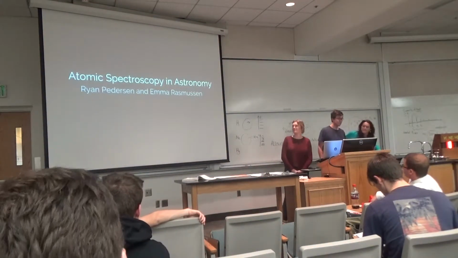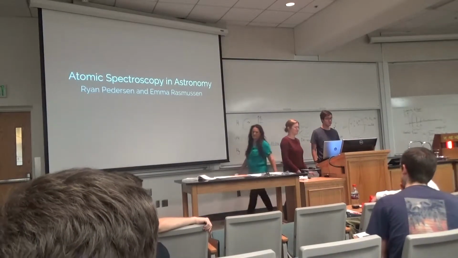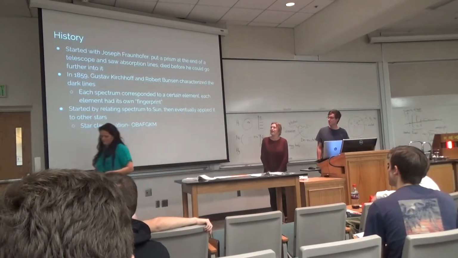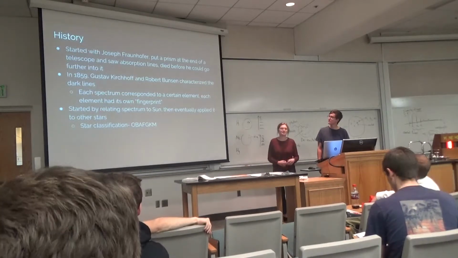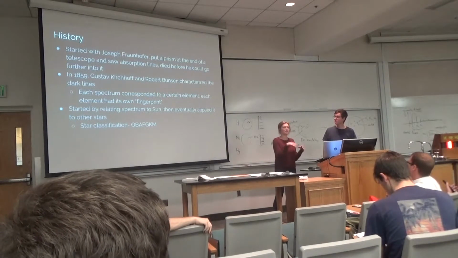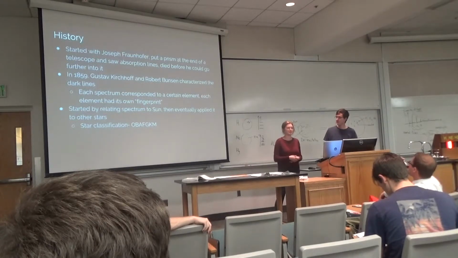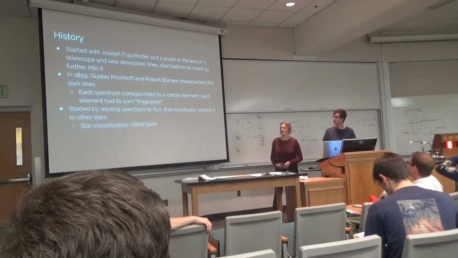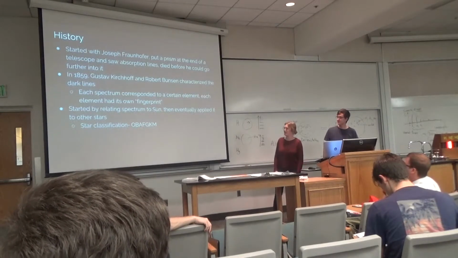Okay, so we're going to present on the use of atomic spectroscopy in astronomy. I'm Emma. I'm Ryan. Okay, so a little bit with the history. It started off with Joseph here, and he put a prism at the end of a telescope, and he saw the absorption lines and noticed them. And that's basically all he did. He just kind of saw them and was like, oh look, these exist. He didn't really do much with it. He died before he could really go into depth on it. But he was the first person to actually put the prism there and to see them and document them.